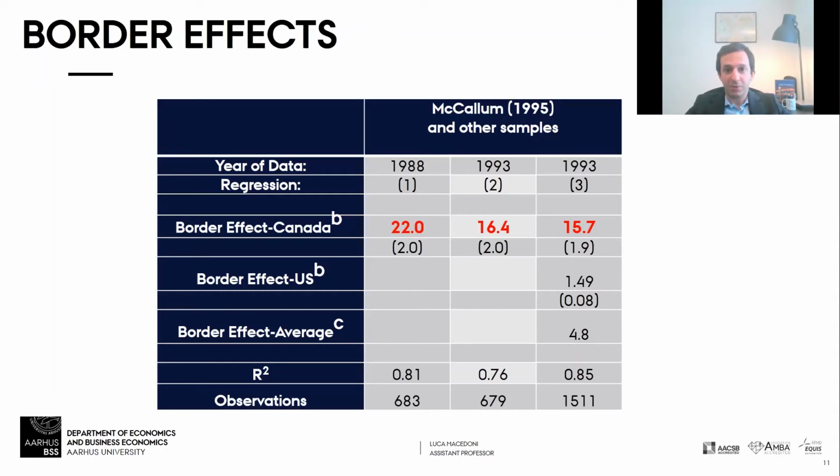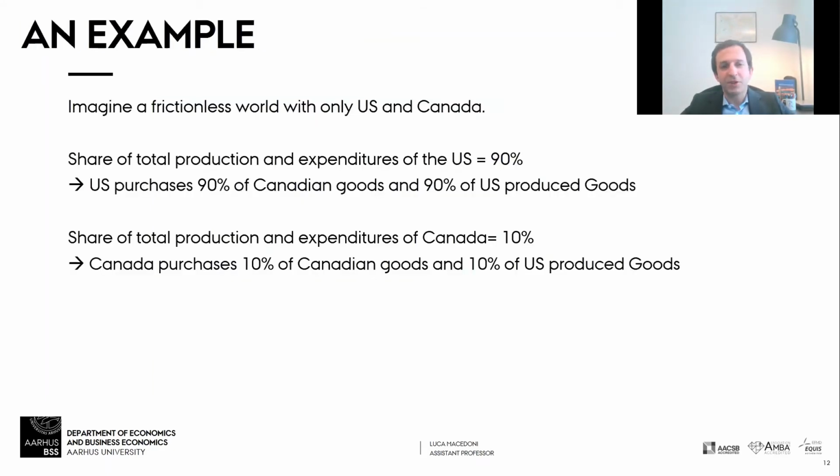Well, before we try to make sense of this with a serious model, let's just humor me with a simple example here. So imagine a frictionless world. Suppose that there's only US and Canada, there's no trade cost. This could be like a Krugman world if you like. And suppose that the US accounts for 90% of the size of this two-country world, and Canada accounts for the remainder 10%. And so that means that the US has 90% of the income and is also 90% of the production. Same thing for Canada.